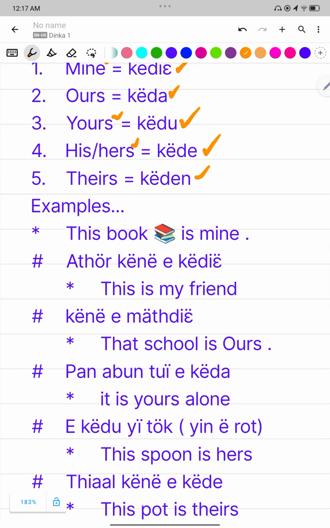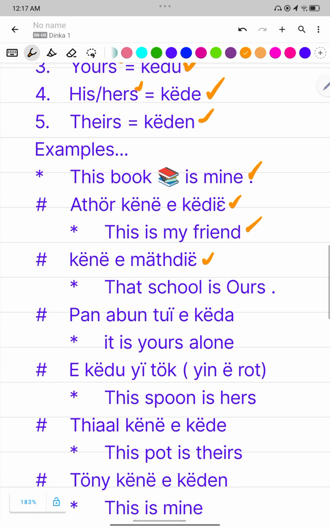This book is mine. In Dinka, ator kene e kidia. This is my friend. In Dinka, kene e madya. Madya means my friend.